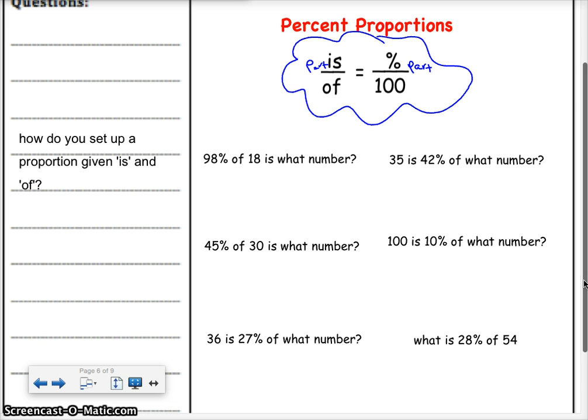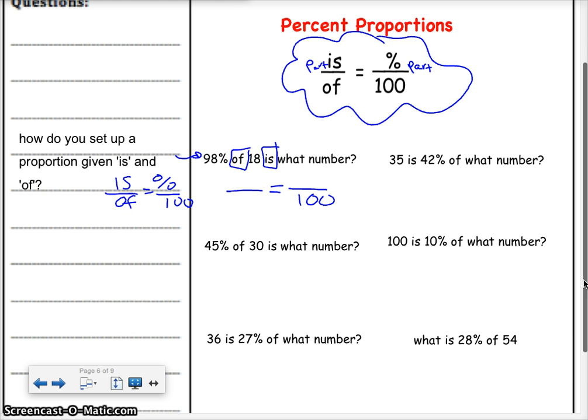So right away when I read this, 98% of 18 is what number? I look and I see my two vocab words, of and is, and I'm like, oh, so I need to make a proportion. I should always have a proportion with 100 on the bottom right. It should be is over of equals percent over 100. That's for those of us that need a little visual, because it has been a while since you've done this. Now what can be tricky is which one's the of, which one's the is.